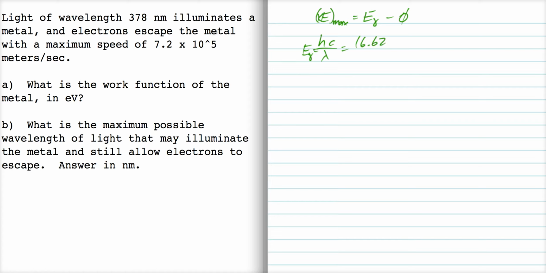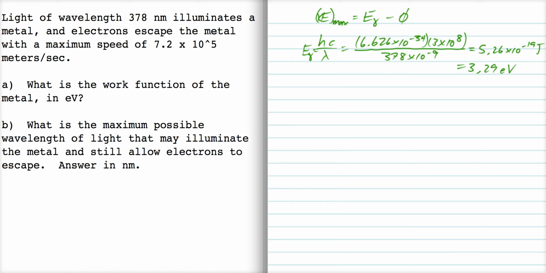Okay, so kind of write out all these constants over, and the wavelength is 378 nanometers. Okay, so that's 5.26 times 10 to the minus 19 joules, or 3.29 eV. We got to be careful here to make sure we get everything in the same units.